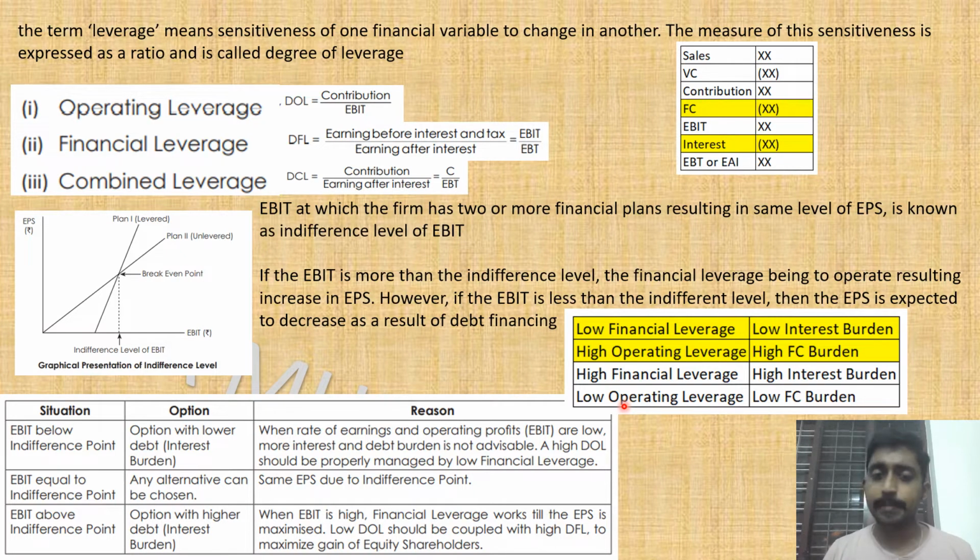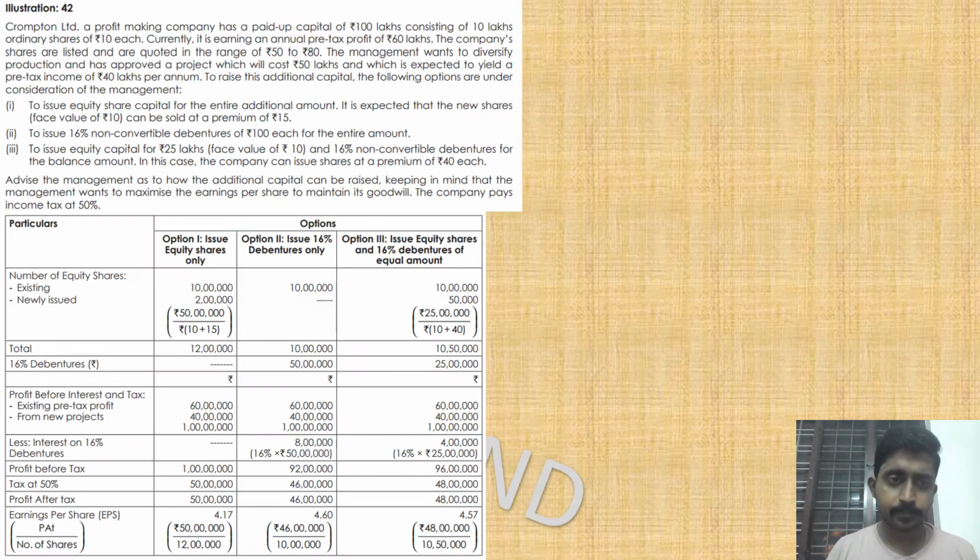Let me go to the example problem. This is a very simple problem. Crompton Limited is a profit-making company with paid up capital of 100 lakhs. The 100 lakhs is the equity share capital consisting of 10 lakh ordinary shares of 10 each. So 10 lakh shares multiplied by 10 is equal to 100 lakhs. That is the paid up capital.